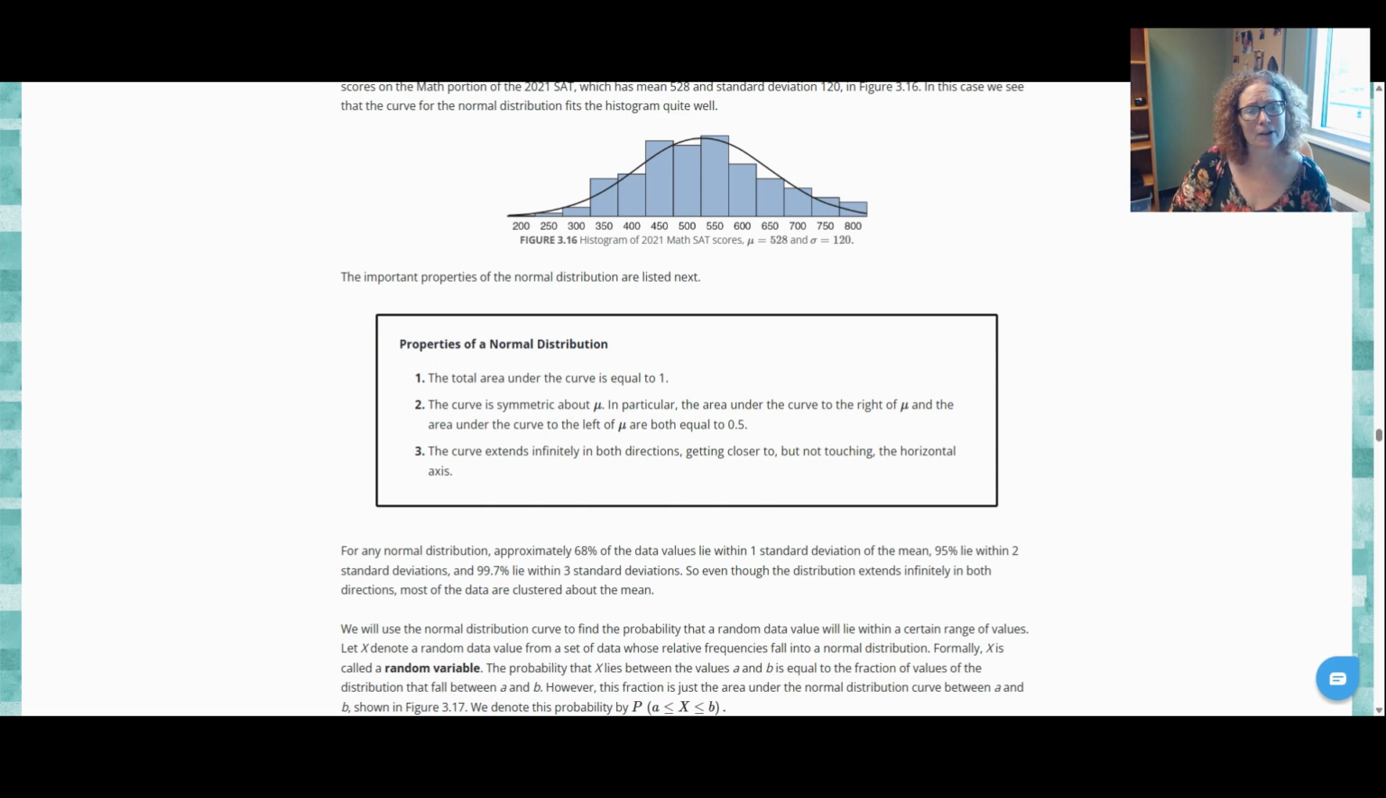And the third property of a normal distribution is that the curve extends indefinitely in both directions. It gets closer and closer to the horizontal axis, but it never hits it. So those are the properties of the normal distribution.